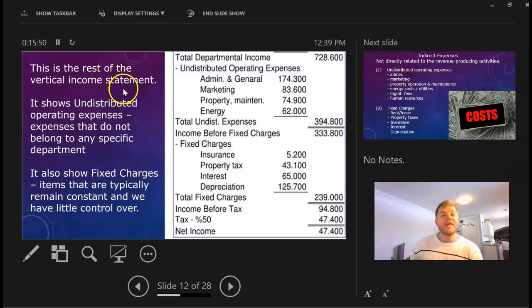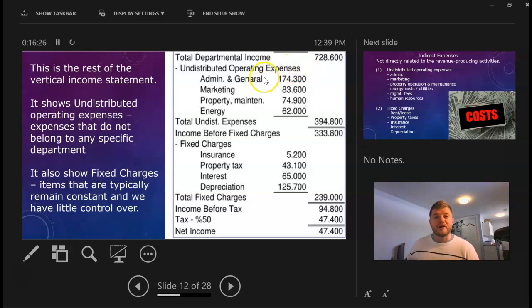So this is the rest of that vertical income statement. So before we were looking at total department income, above this would have all of your different revenues, all of your costs of sales removed from it. And then finally, you just have your total department income of sales, food or rooms, food and beverage, spa, everything all combined. Then we have to subtract the undistributed or indirect expenses, which means things that we can't necessarily say that this expense belongs to this revenue.